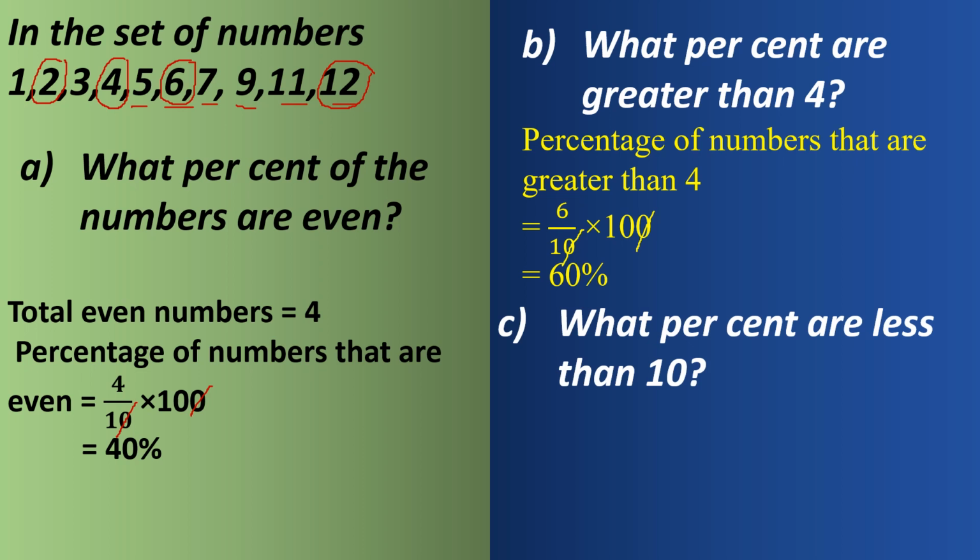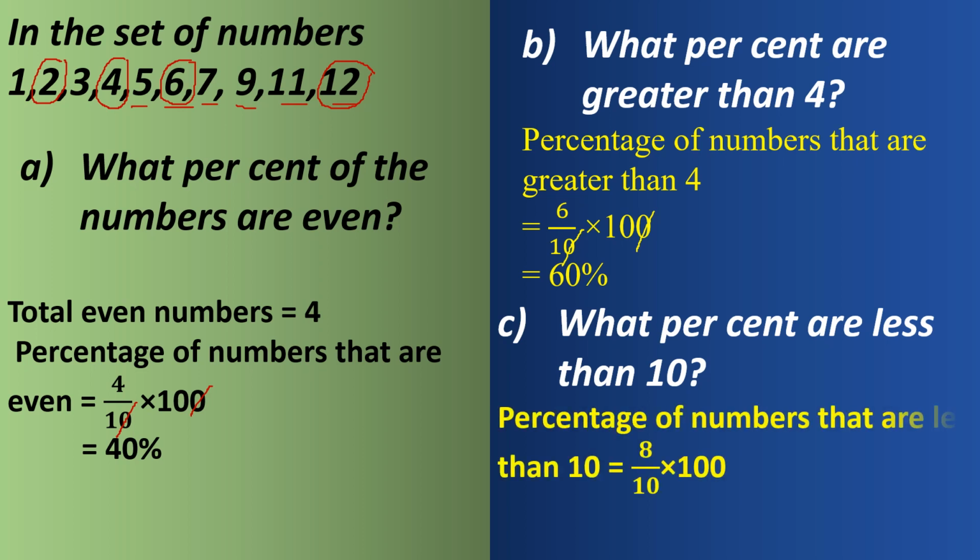Next question is, what percent are less than 10? So less than 10, how many numbers? 1, 2, 3, 4, 5, 6, 7, 8. 8 numbers are less than 10. So this is 8 by 10 multiplied by 100. Solve this. Cancel this 0. Add this 0. It means 80%. So easy to solve.